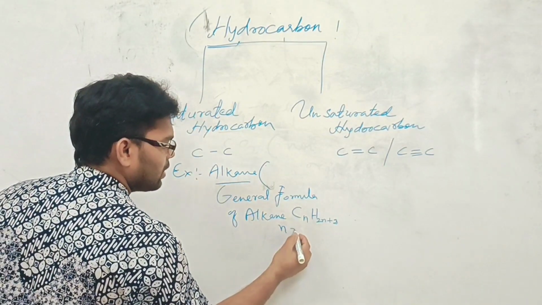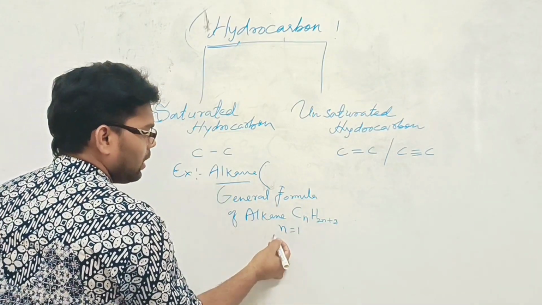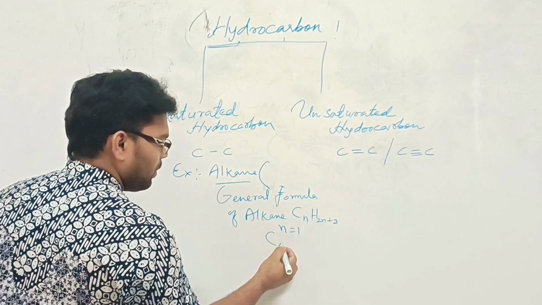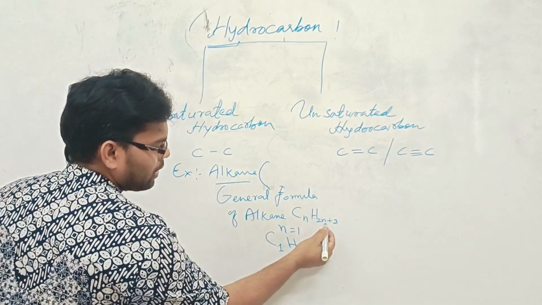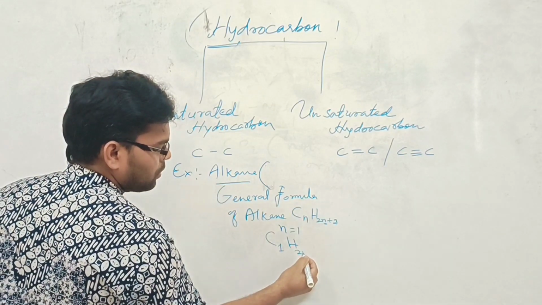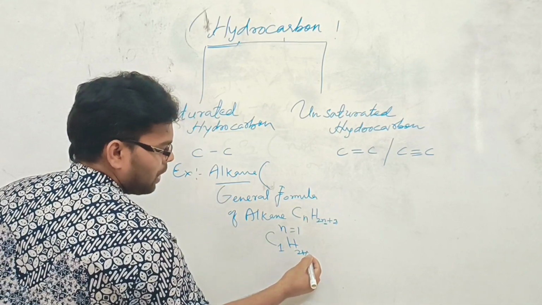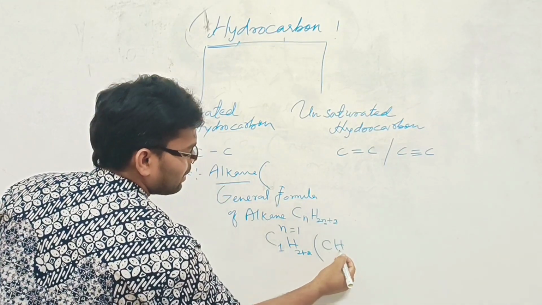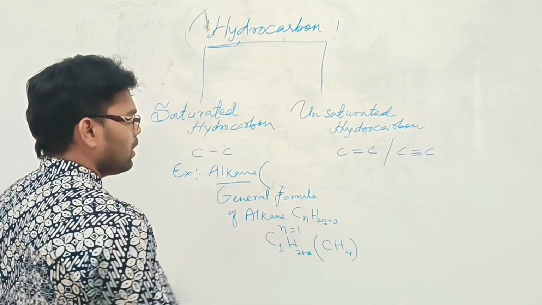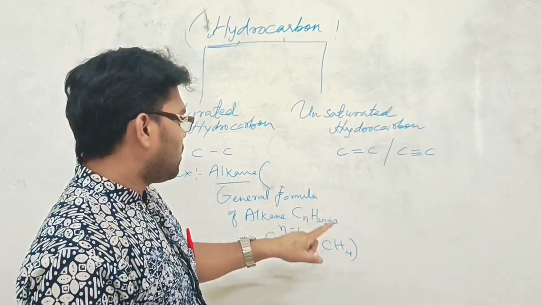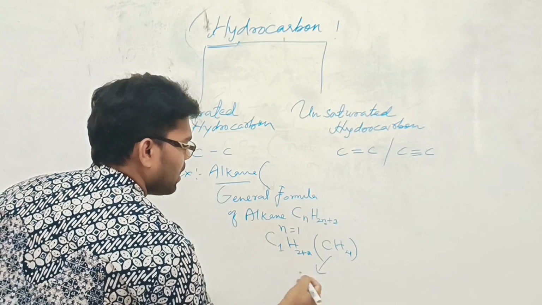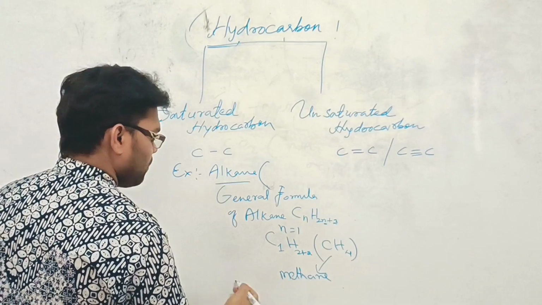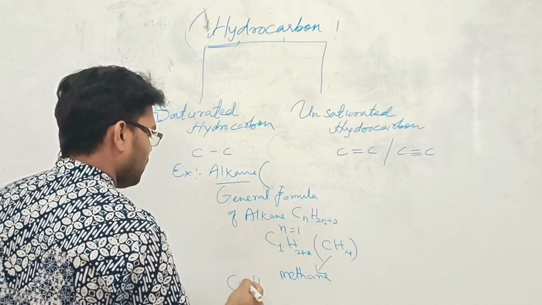Let me take n equal to 1 first. Just replace the value of n. Here you take n as 1, so 2 into 1 is 2, plus 2 is 4. So you can write CH4. This is going to be the first alkane, and its name is methane. Understand? It is methane. If I write methane, then you can write this.